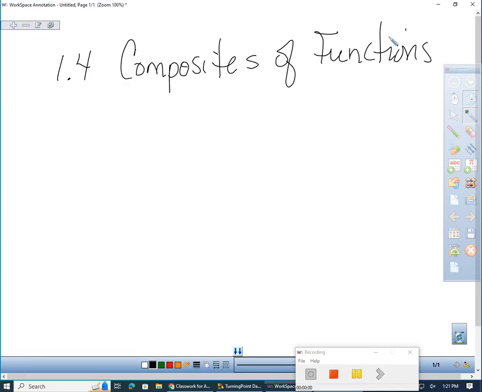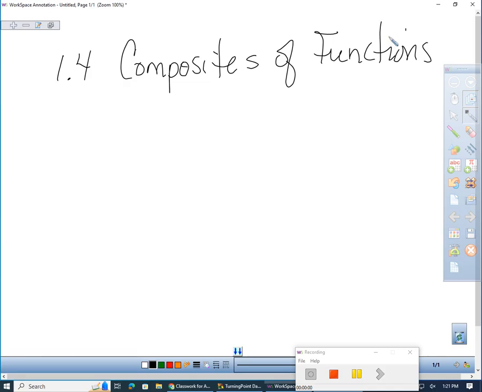In the first section, I want to again remind you on domain. How do you find domain? What are the two things that you look for when you're doing domain? Is there an x in the denominator, and is there an x inside of a square root? If it has no to either of those, it's all real numbers, or negative infinity to positive infinity.